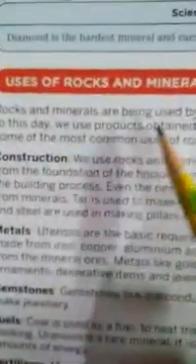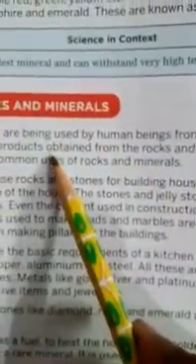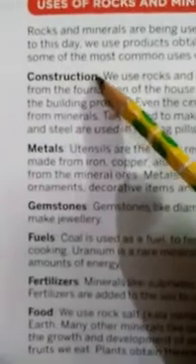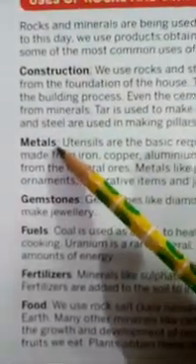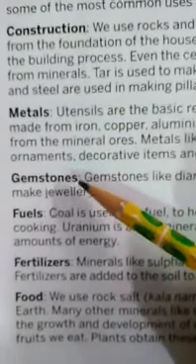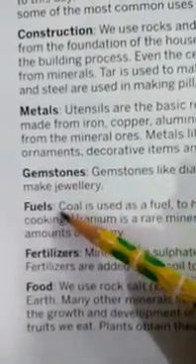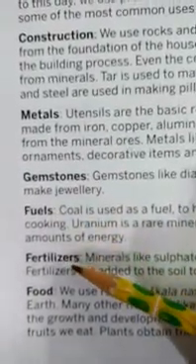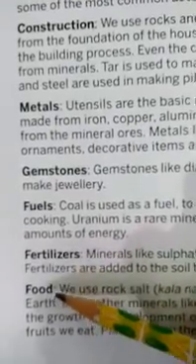The uses of rocks and minerals. Rocks and minerals have been used by human beings from ancient times. Even today, we use products obtained from the rocks and minerals. Here are some examples which show that rocks and minerals are of common use. We use them for construction, metals to make different utensils and all, gemstones for jewelry, fuels to run our vehicles and machineries, fertilizers and food.